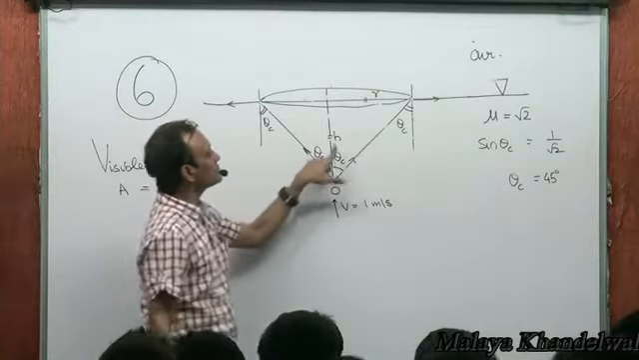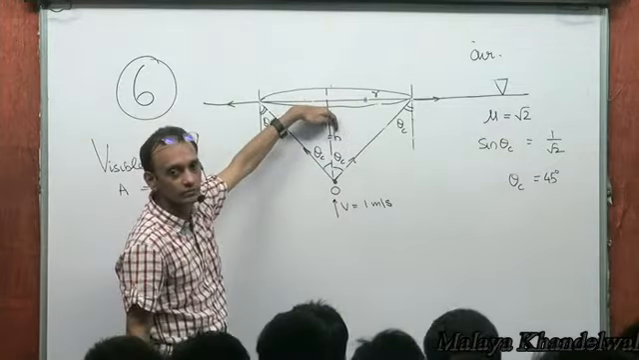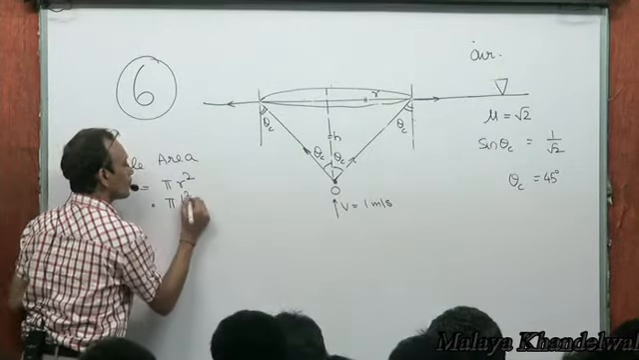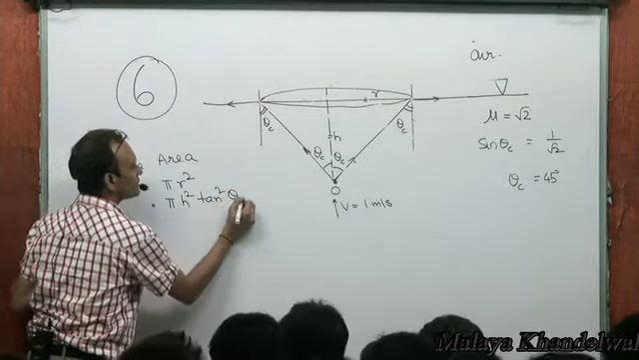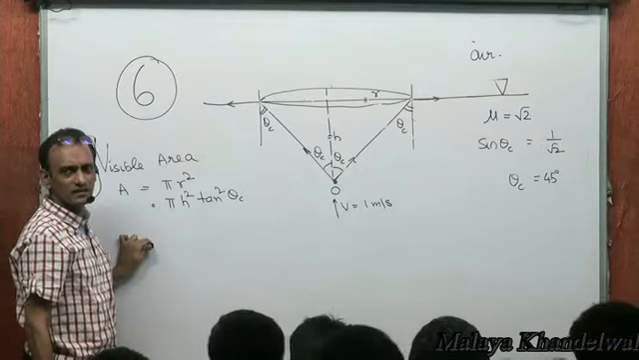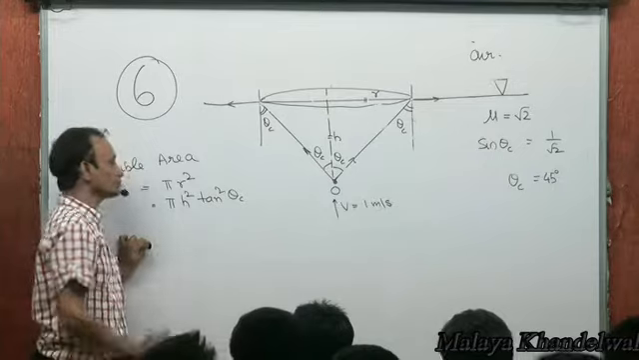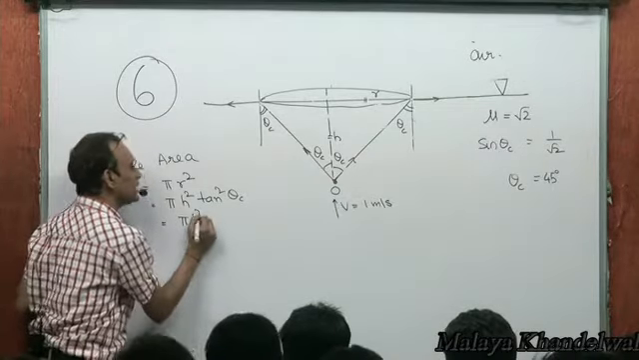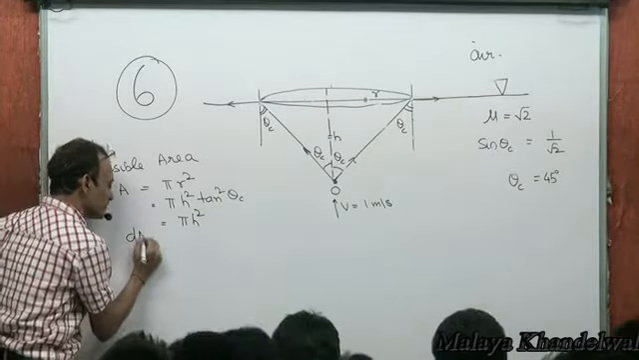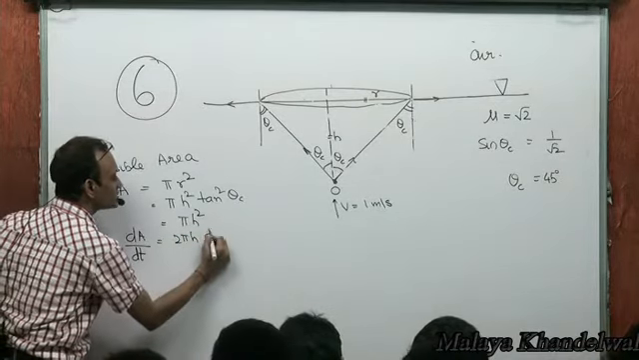Now, in terms of H, realize that R is H tan theta. R is H tan theta. So A is pi H squared tan squared theta C. But tan theta C would be 1 because theta C is 45 degrees. So this would be pi h squared. Right. dA dt is what we are seeking. dA dt is 2 pi h dH dt.